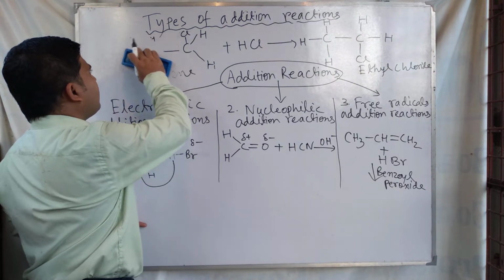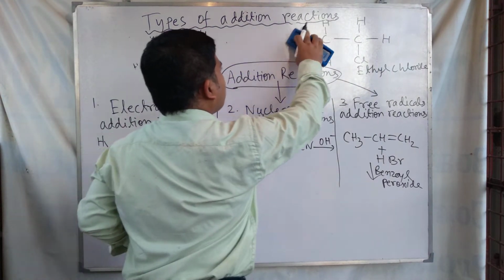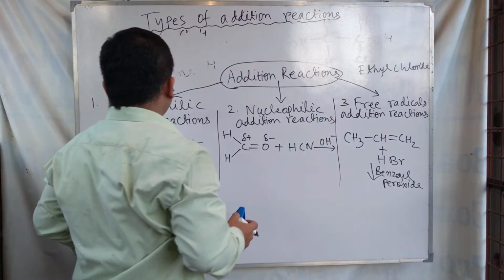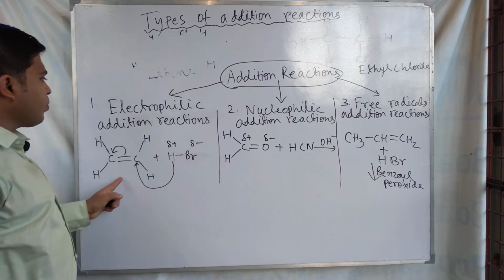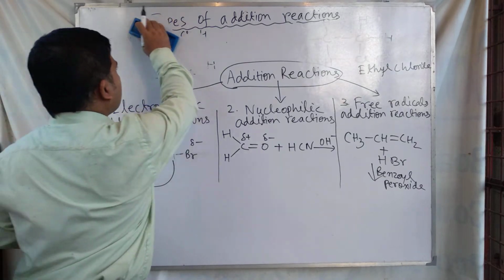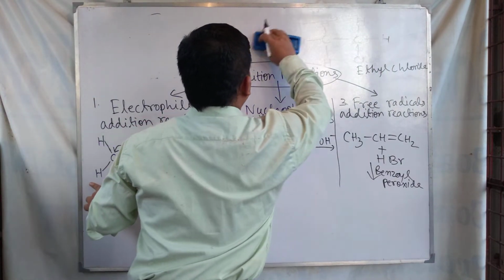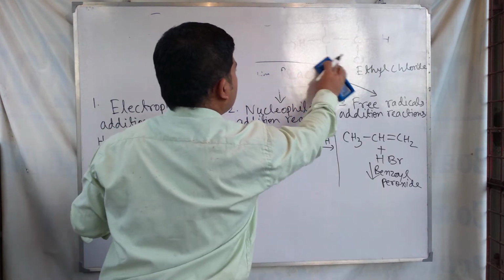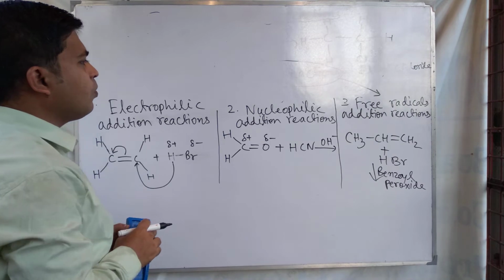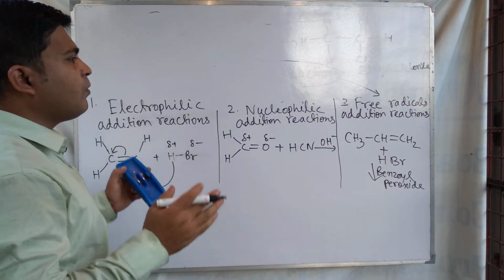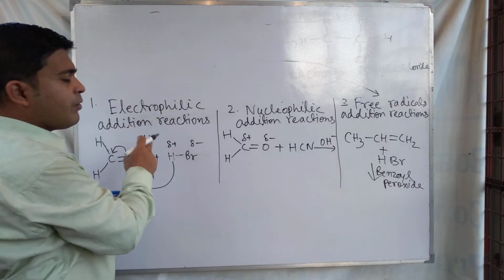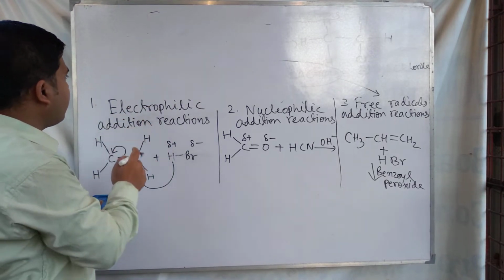And addition reactions are divided into three types. Number one is electrophilic addition reaction, number two nucleophilic addition, number three free radical addition. We will show each reaction in full detail: what is electrophilic addition, what is nucleophilic addition, and what are free radical addition reactions. First, we are discussing electrophilic addition reactions.